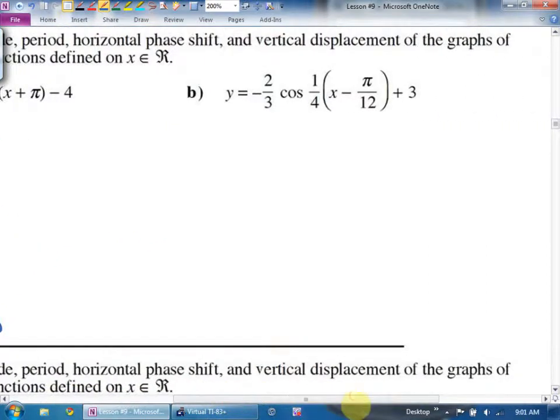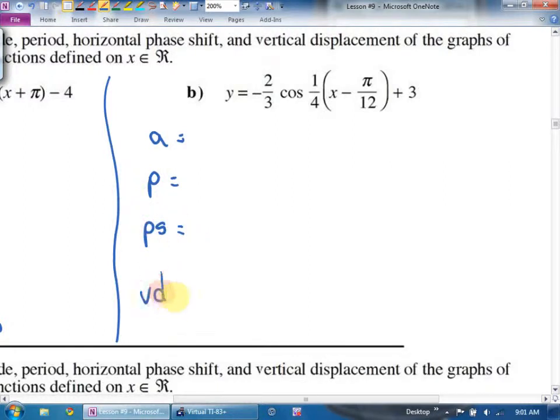B. Amplitude, period, phase shift, vertical displacement. What's the amplitude? 2 over 3 or negative 2 over 3? 2 over 3. Almost certainly, if I gave you a question for amplitude on the test, I'll make it negative just to see who will pick the negative one, and I'll have that as an answer to pick from.